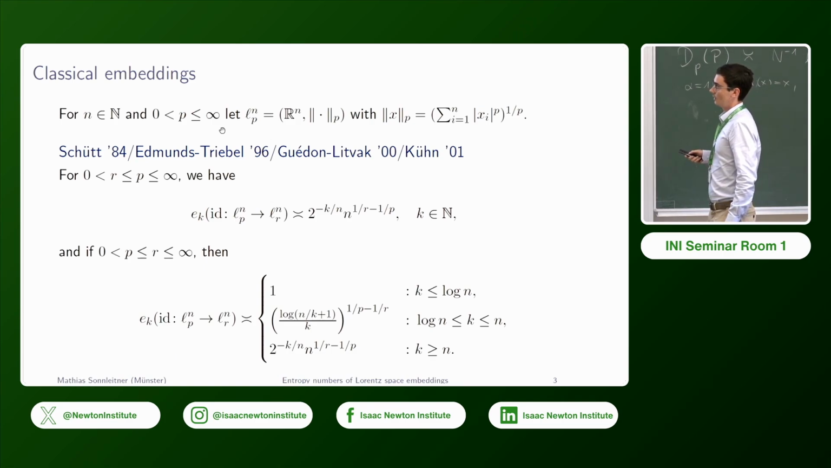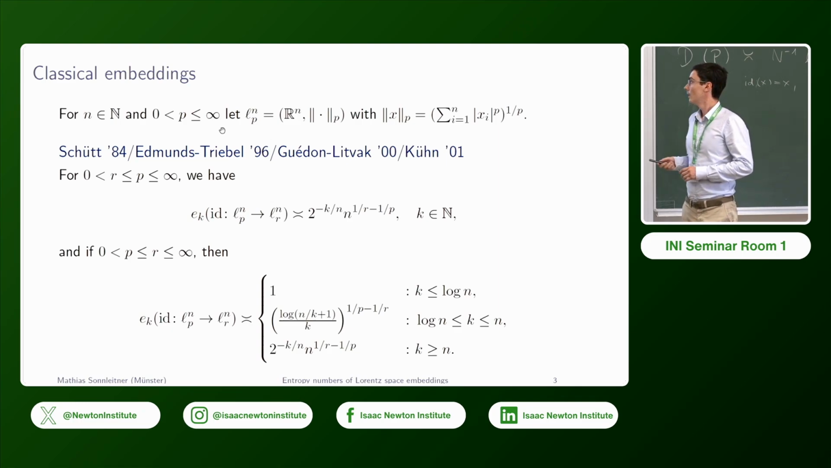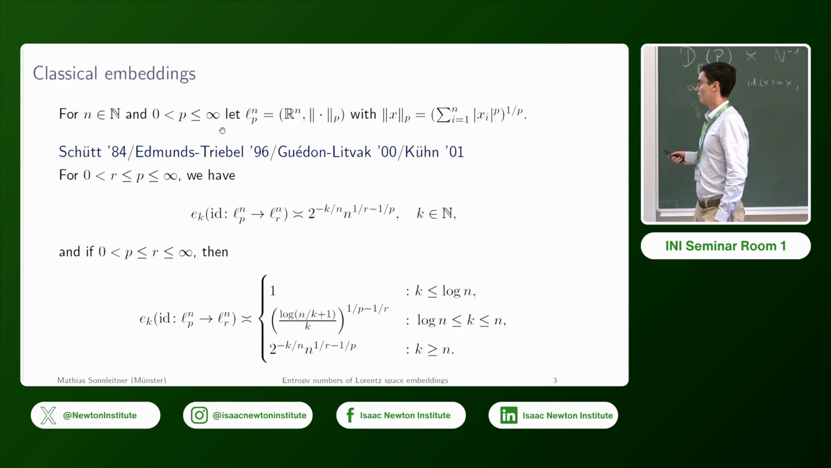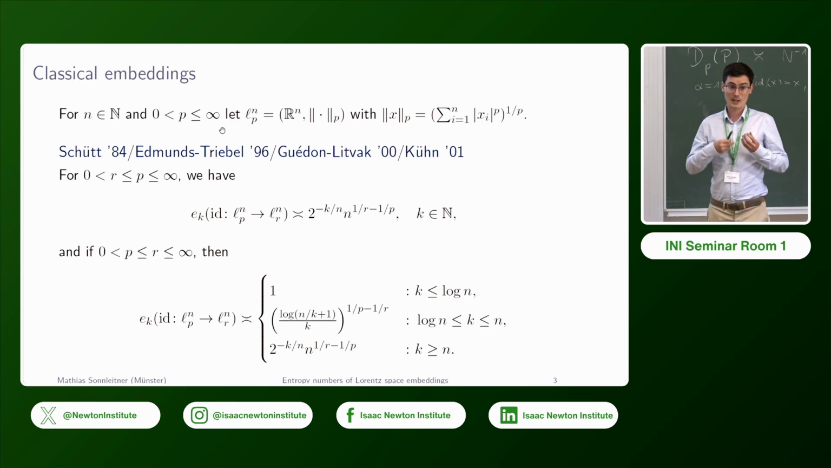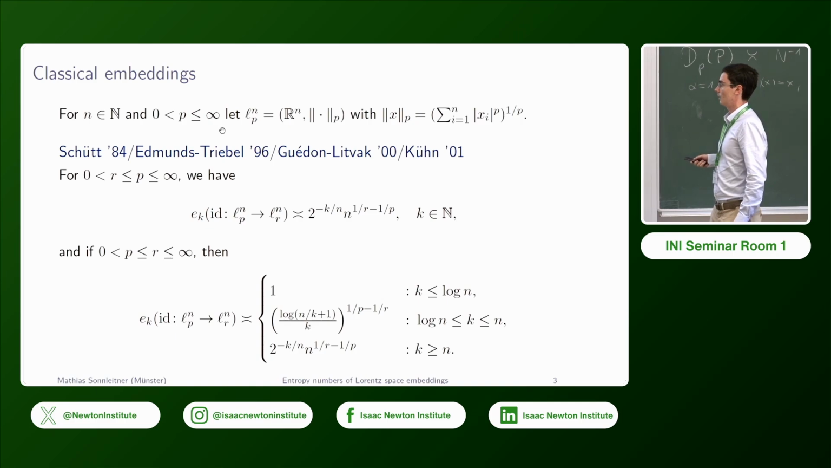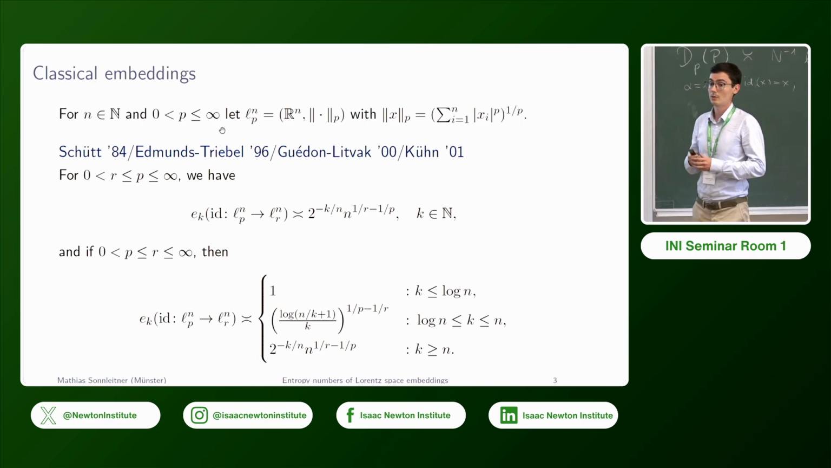And in this other case, we have three different regimes depending on whether k is smaller or equal to the logarithm of n, whether it's larger than the dimension, or in between. Actually, this case in between is the interesting case I will later focus more on. And we will see similar results if we look at more general embeddings, Lorentz spaces.